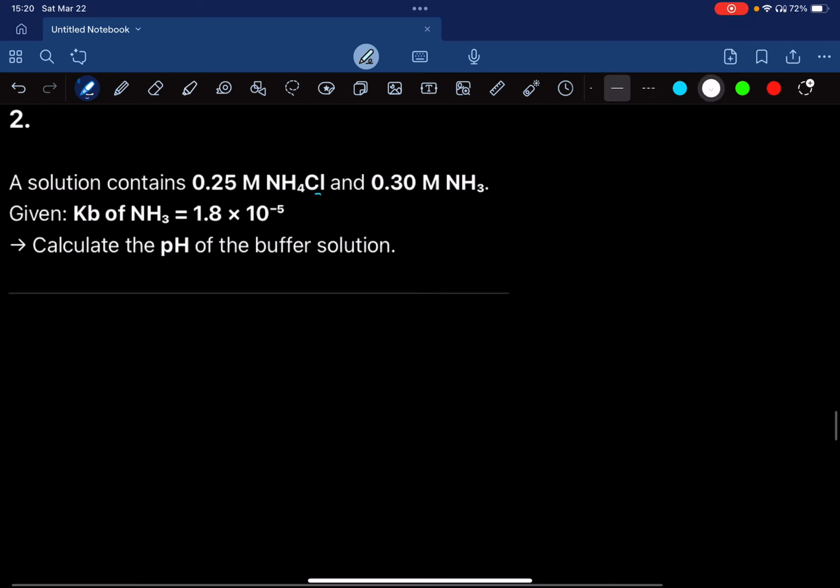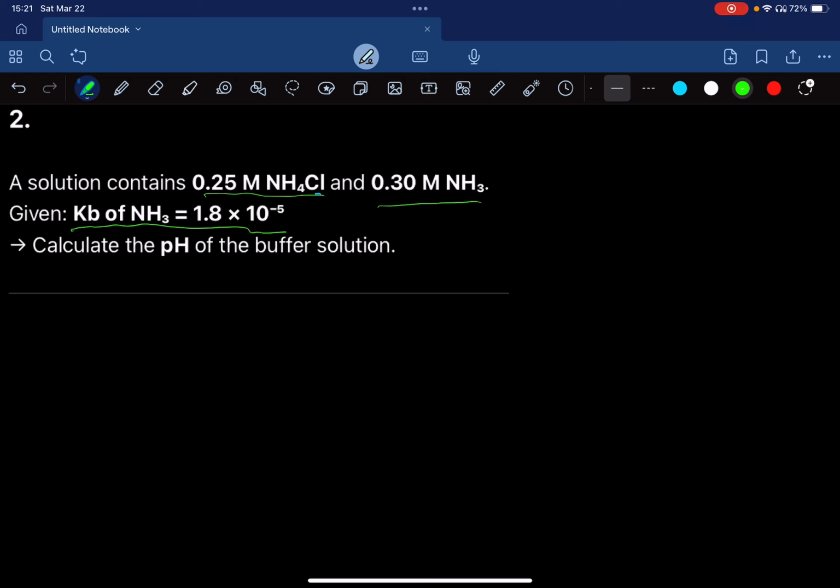A solution contains, let's highlight the necessary information, 0.25 molarity of NH4Cl and 0.3 molarity of NH3. So we're given the concentrations. We don't need to convert moles to molarity. Given that Kb of NH3 is equal to 1.8 times 10 to the power negative 5, calculate the pH of the solution. All right, so now we're given not the acidic constant, but the basic constant.